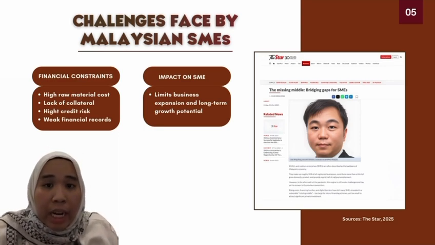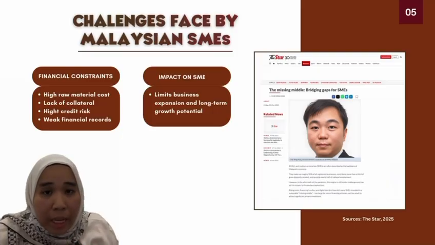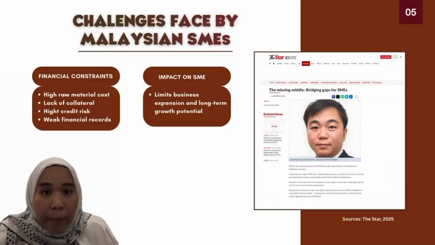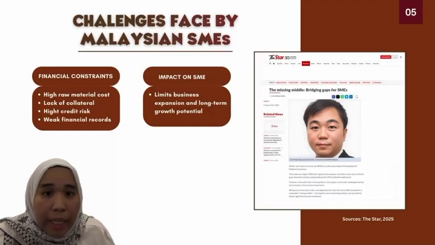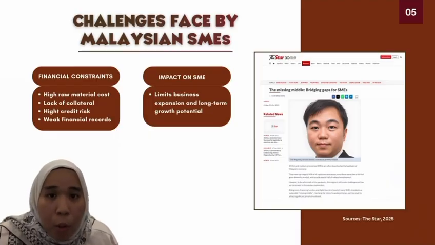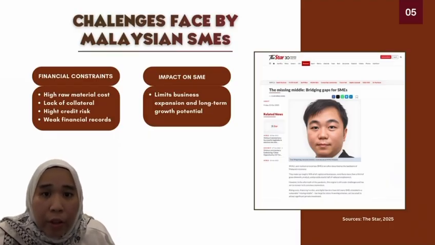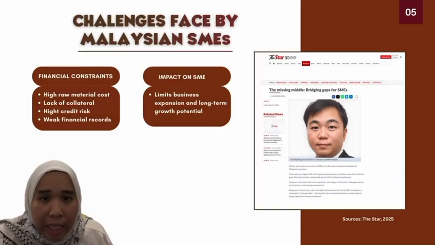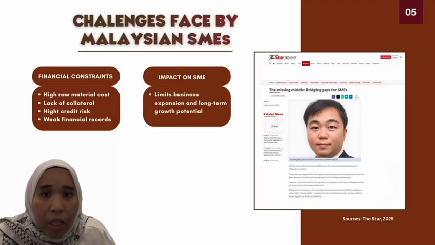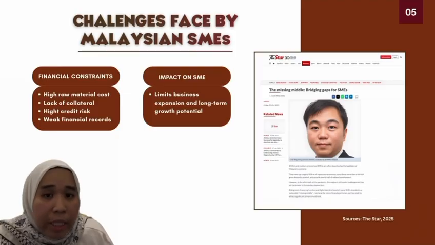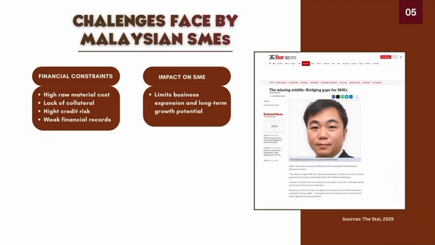One of the key challenges is the high cost of raw material, which increases production expenses and places pressure on the SMEs' limited financial resources. In addition, many SMEs lack collateral, making it difficult for them to secure bank financing. As a result, financial institutions often perceive SMEs as high-risk borrowers. Weak financial records further reduce the lender's confidence, as banks rely heavily on proper financial documentation when assessing creditworthiness. Collectively, this financial constraint limits business expansion and reduces the long-term growth potential of Malaysia SMEs.